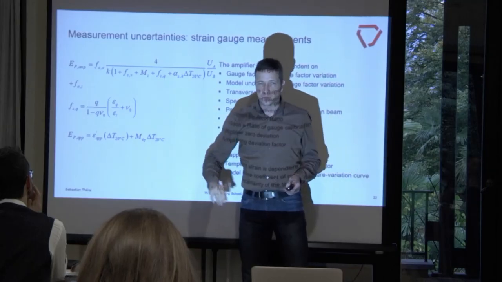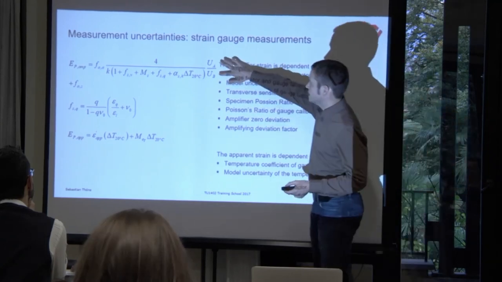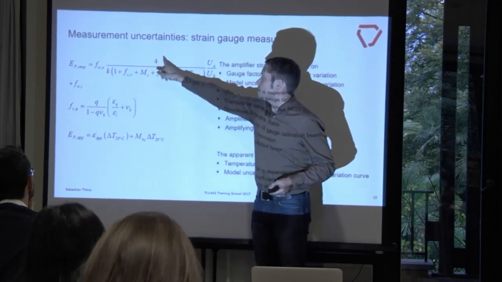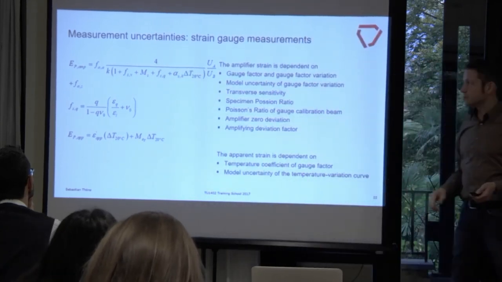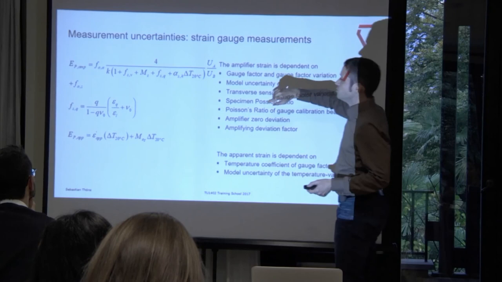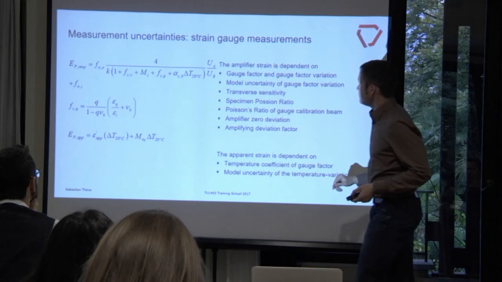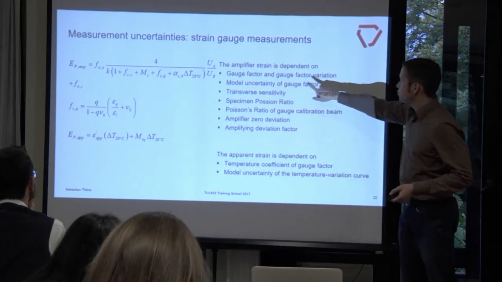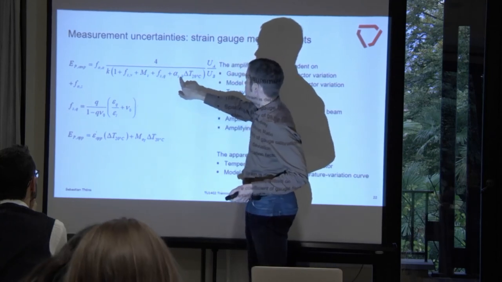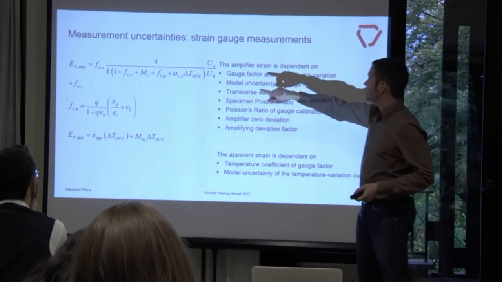Basically, you may have seen this. Anyone who has done strain gauge measurements should recognize here this UA and UB and the K factor. And then that's the voltage going to the circuit. So it can be done like this. There's a few more factors. That's the amplification. And we have the gauge factor and the gauge factor variation. So that's the K factor. And the gauge factor variation is this one, I think. And then there is a model uncertainty of the gauge factor variation.